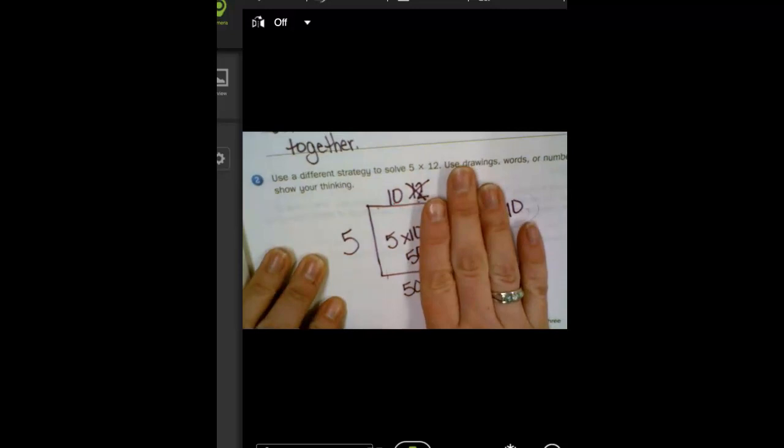She got 60 up here. I got 60 down here. You know how to do this, ladies and gents. I know you do. Okay, two different ways. Either one is fine. They both get you the same answer.